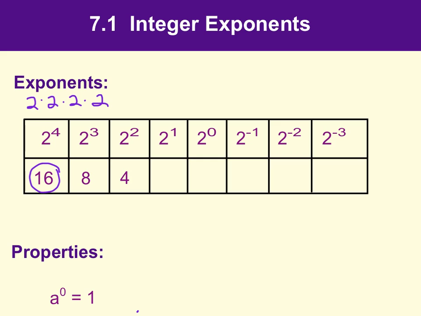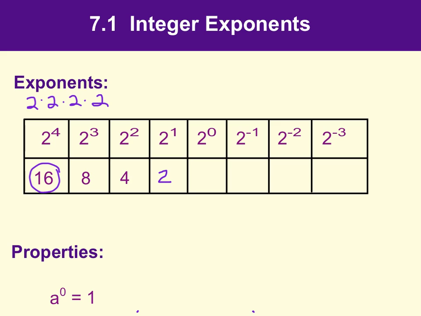If you just continue on down the table, 2 to the 3rd power is just 3 of them, 2 times 2 times 2, which is 8. 2 squared is 4, and now we can keep filling in the table. 2 to the 1st power is just 2.